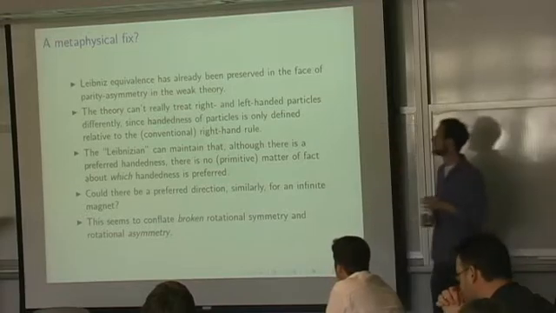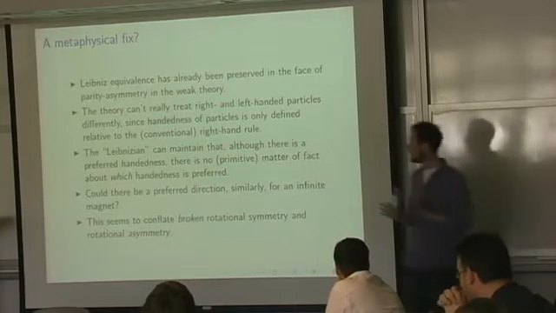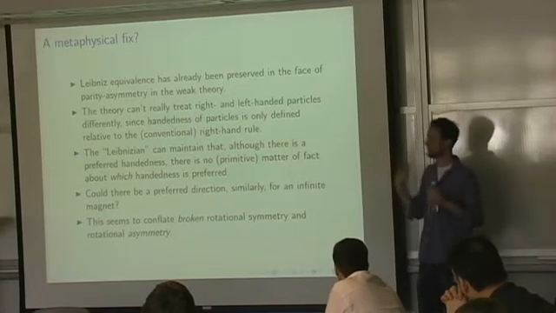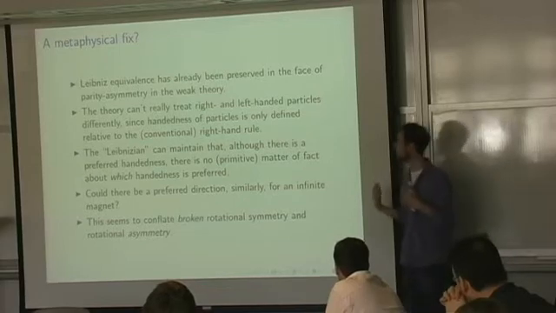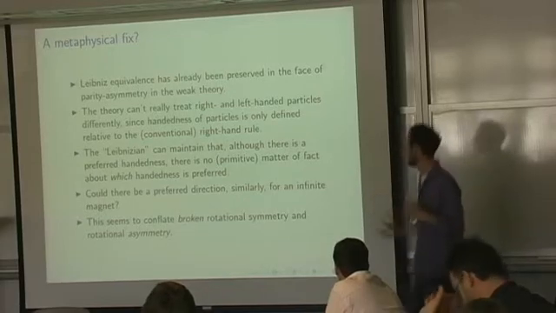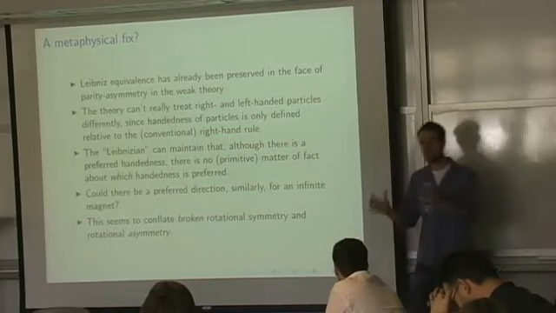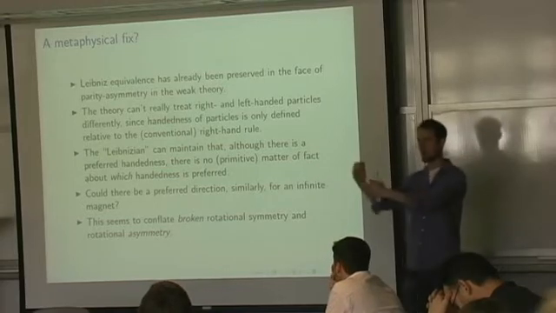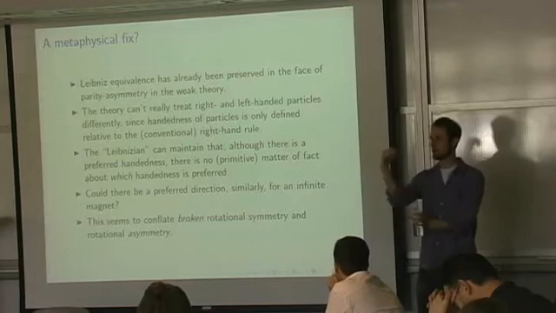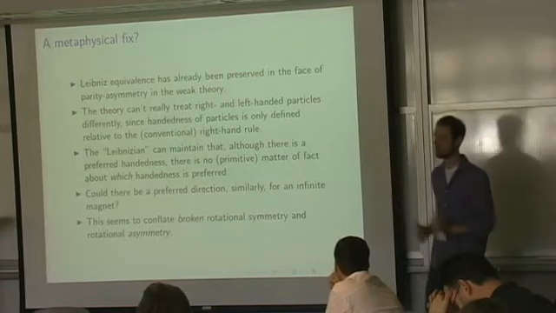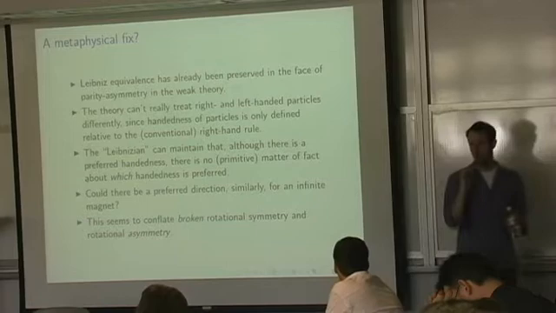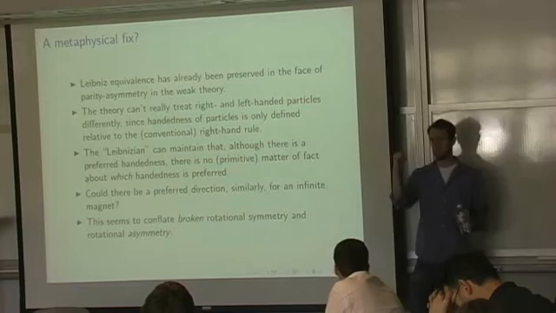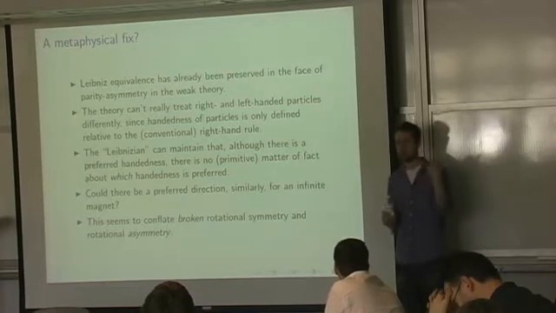Well, strictly speaking, what has been realized is that the theory can't really be treating right and left-handed particles differently, because the way the handedness of particles is defined is relative to a conventional right-hand rule that tells us when we do cross products, the cross product vector of two vectors points along the thumb of your right hand, right? When you learned electricity and magnetism in the first place, they taught you this right-hand rule. Well, they could have taught you a left-hand rule. It's just a matter of convention.